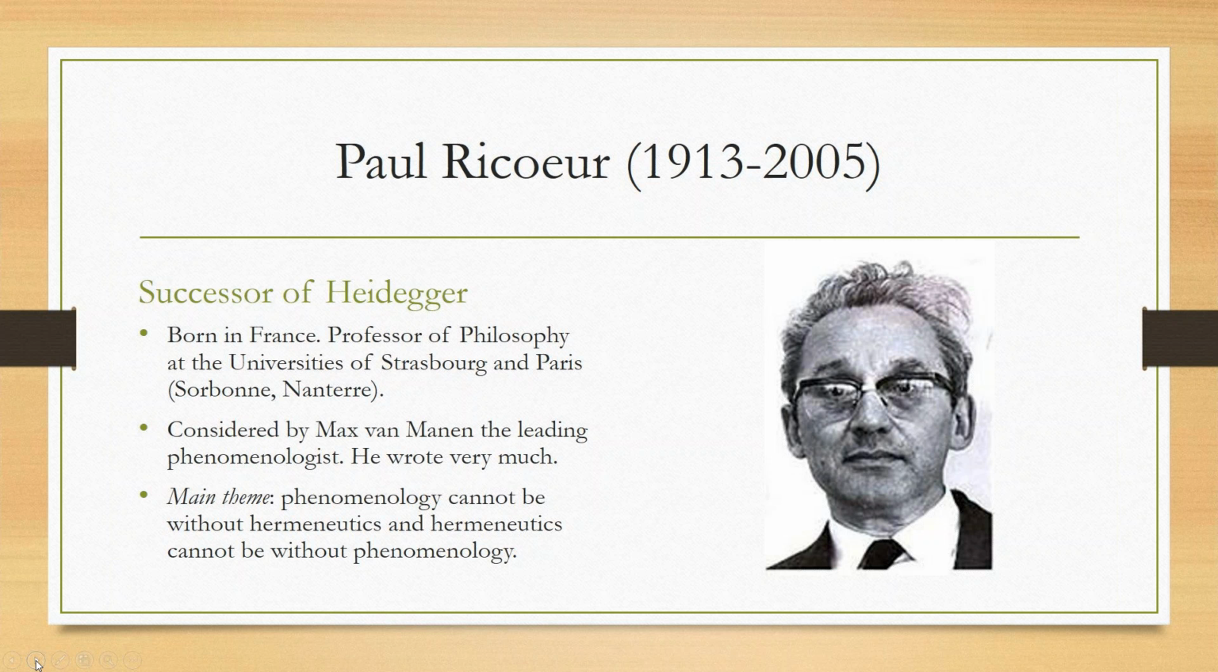is that phenomenology cannot be without hermeneutics, and hermeneutics cannot be without phenomenology, which means that he says you cannot just describe something. You always have to interpret it. So he said, you can have phenomenological hermeneutics or interpretive. It just means interpretive. So it's interpretive phenomenology, or so he says there is a marriage there, and you cannot divide the two.